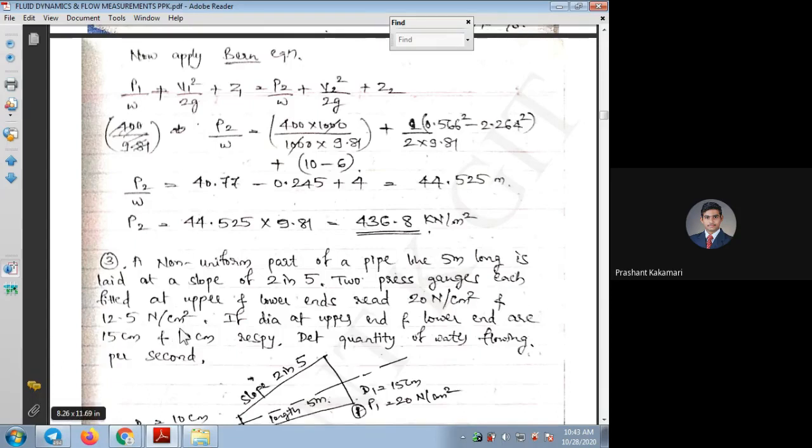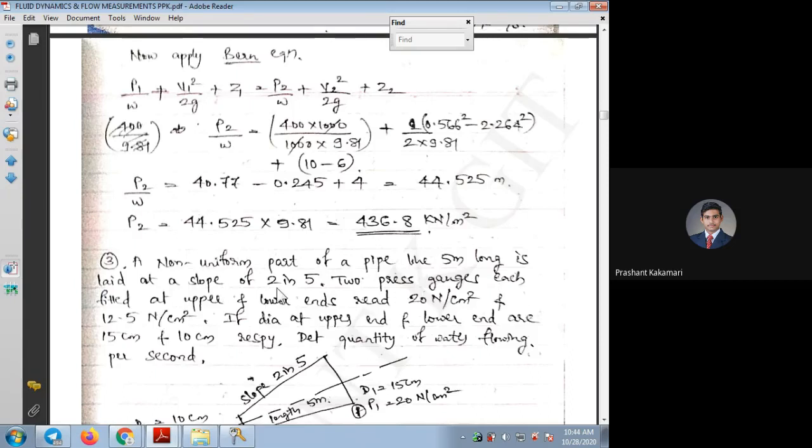Okay. Next sentence is, if the diameter at the upper end and lower end are 15 centimeter and 10 centimeter. So as per the given diameters here, upper diameter is 15 centimeter, lower diameter is 10 centimeter. So lower side the diameter is reducing. But the pressures are different. Pressures are 20 Newton per centimeter square, lower side the pressure is 12.5 Newton per centimeter square.